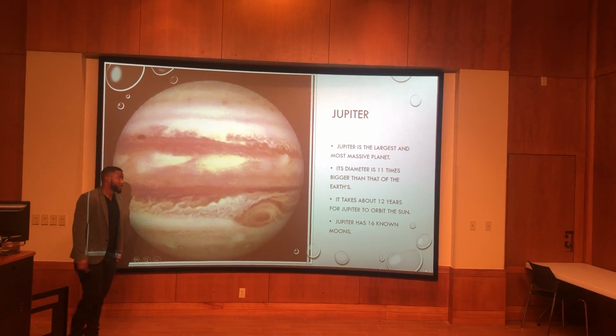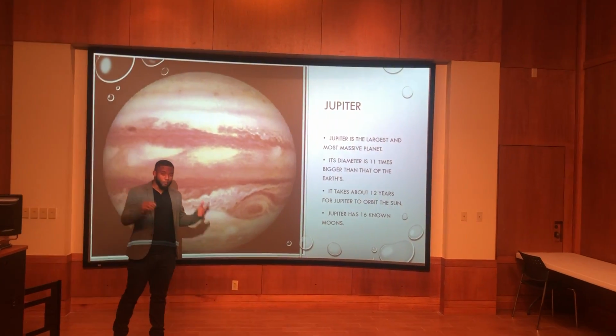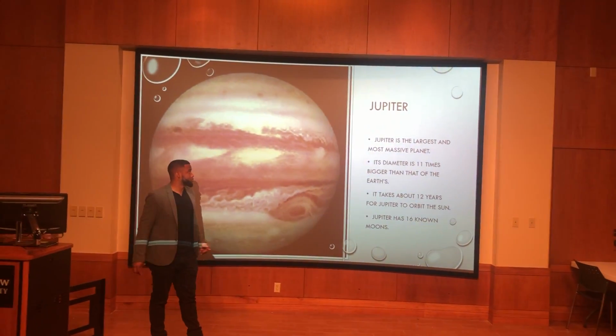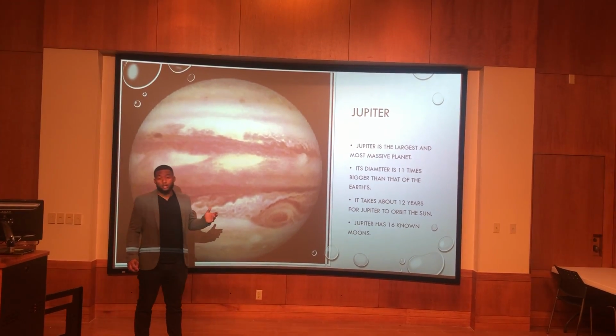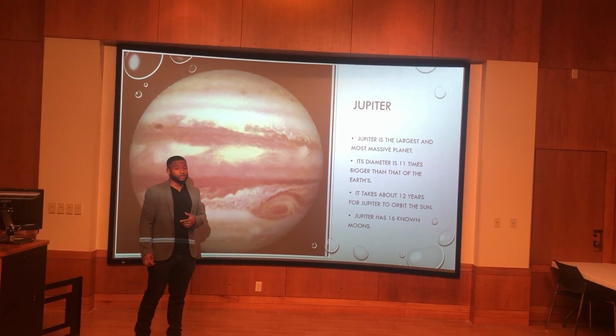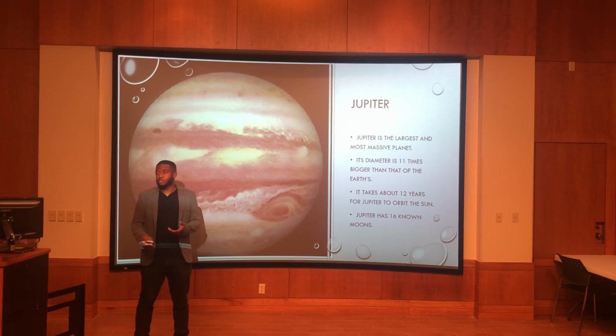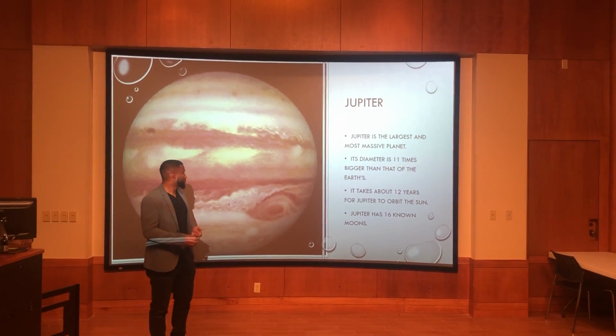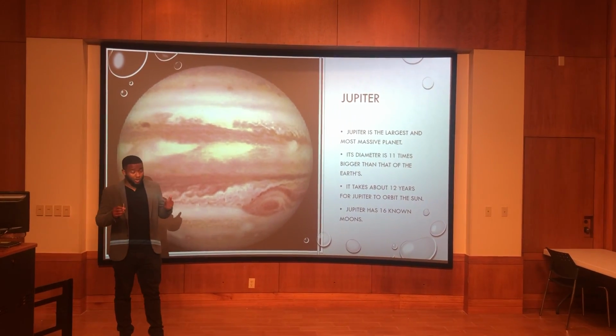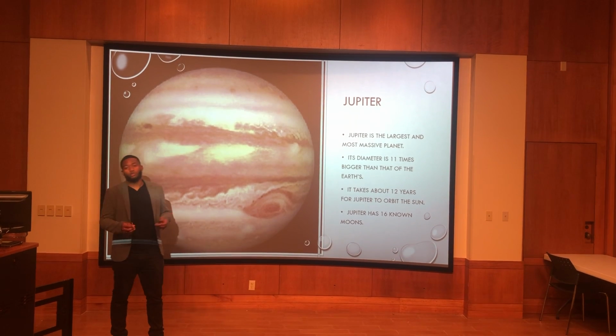So we have Jupiter. Jupiter is by far our biggest and most massive planet. It's 11 times bigger than Earth. It takes about 12 years for Jupiter to orbit the sun. And Jupiter has, as we know it, 16 known moons.